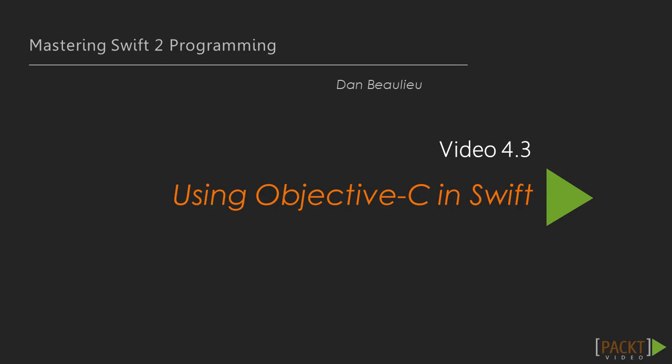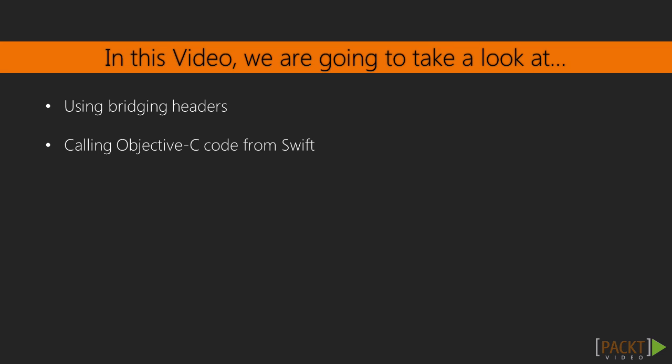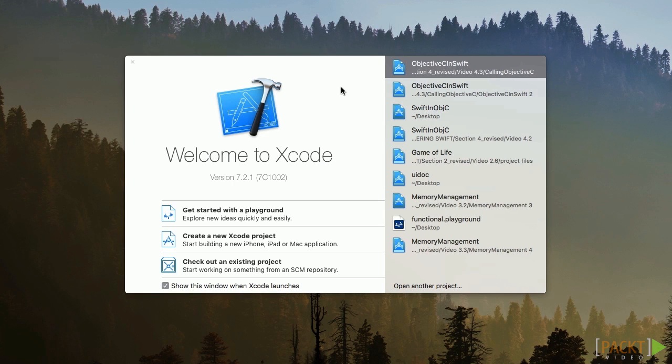In the previous video, we went over how to call Swift code from Objective-C. In this video, we're going to take a look at how we can utilize bridging headers to call Objective-C from Swift. Let's get started by creating a new Xcode project.